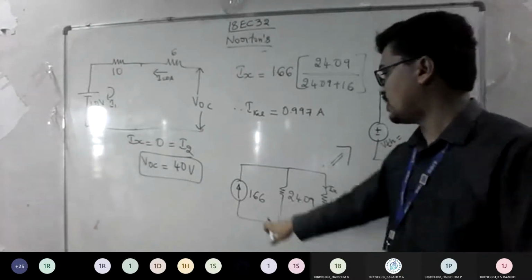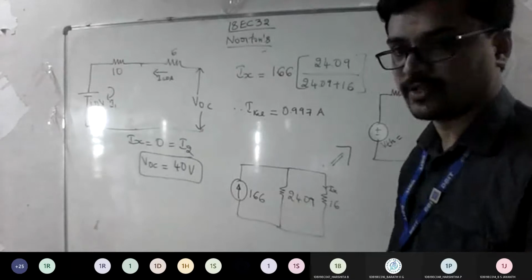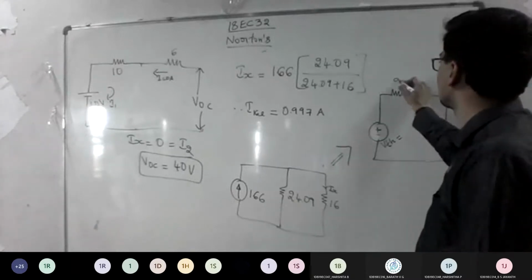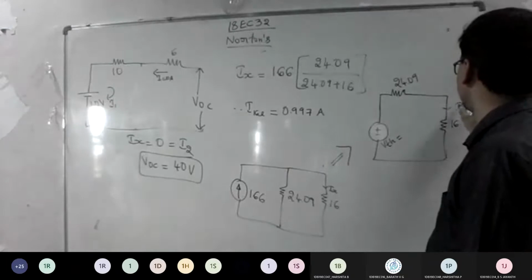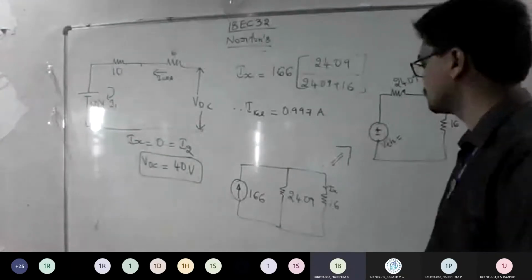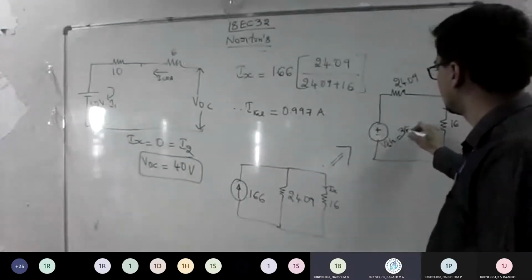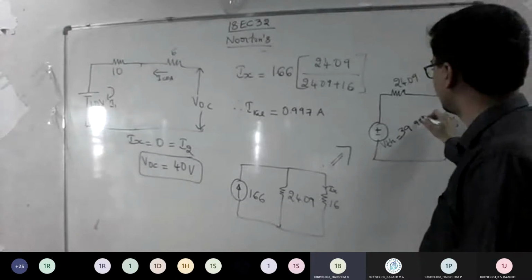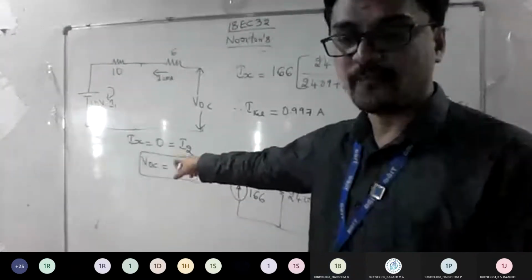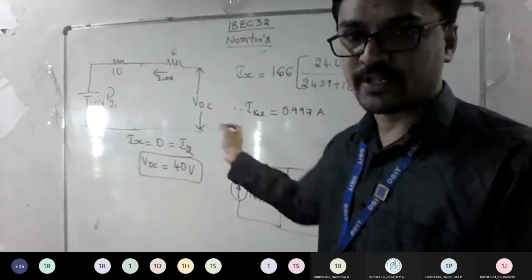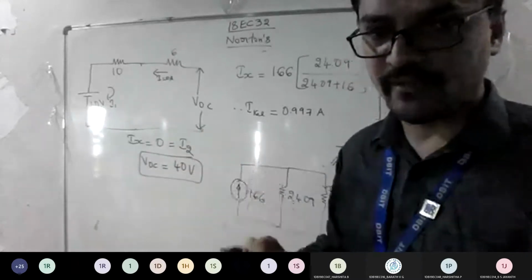I into R, 1.66 into 24.09. How much here? 39.98, sir. Whatever supply, you can look at this. Is it approximately 40 volt now? Yes, sir. So you can cross check like this, whether whatever we have done is right or wrong.